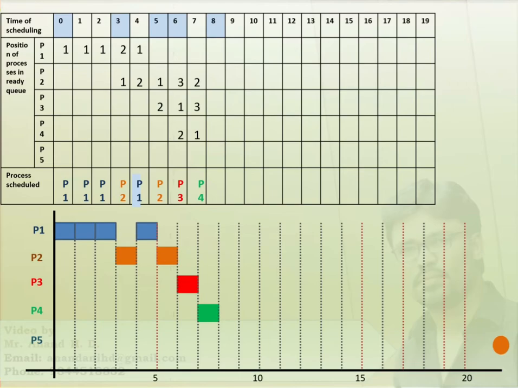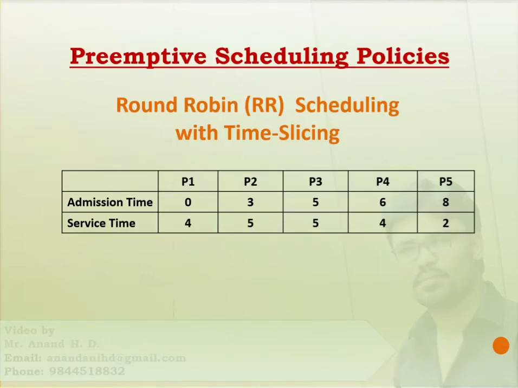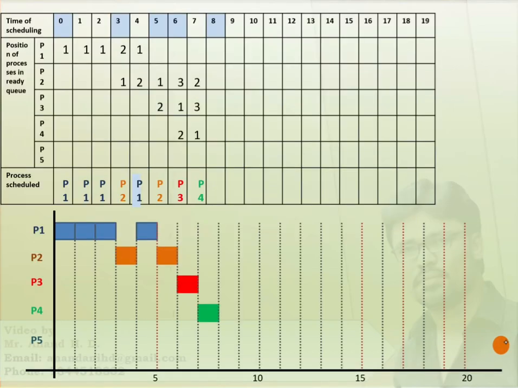So at 8 time units if you look into the question, P5 has the admission time at 8. So P5 will be entering the ready queue. So we will have totally 4 processes in the ready queue, P2, P3, P4 and P5, at 8 time unit. With P2 at first position, P3 at second position, P5 at third position and the just executed process P4 at last, that is, fourth position. So out of these 4 processes, the process in the first position, that is P2, will be selected for scheduling and it will be executing from 8 to 9 time units.